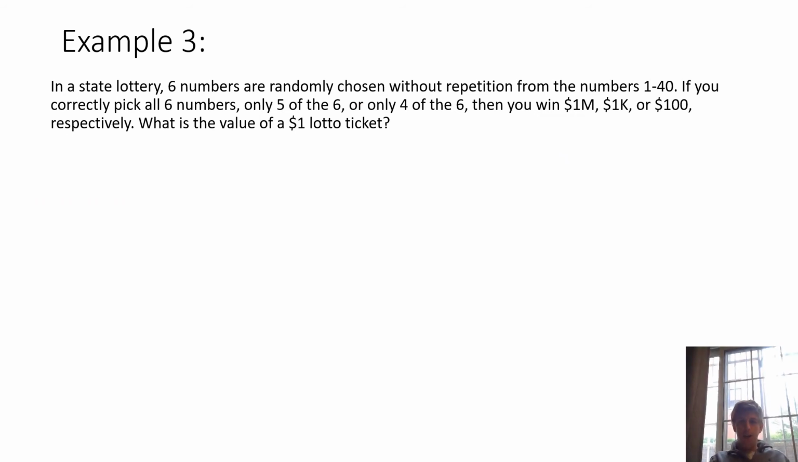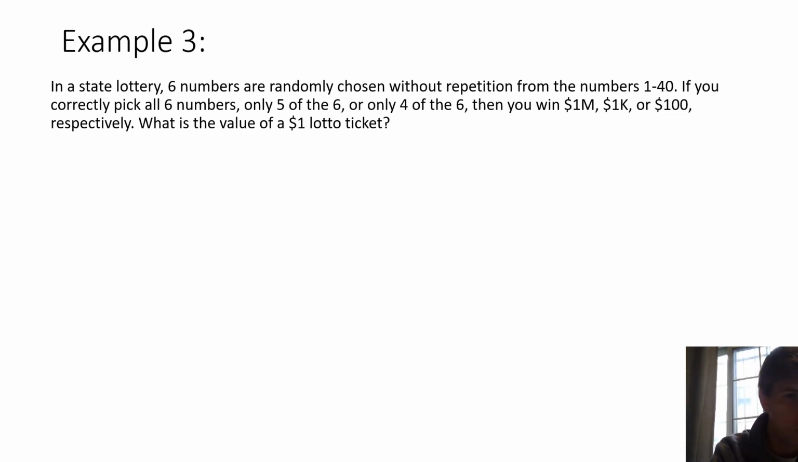All right, last example. All the numbers are going to get a little bigger, so it may take us some time. State lottery, 6 numbers are randomly chosen without repetition from the numbers 1 through 40. If you correctly pick all 6 numbers, only 5 of 6, only 4 of 6, you win $1 million, $1,000, or $100 respectively. What is the value of a $1 lottery ticket? All right, so I'm going to ignore the whole $1 thing for now. Okay, I really need to get my probabilities.